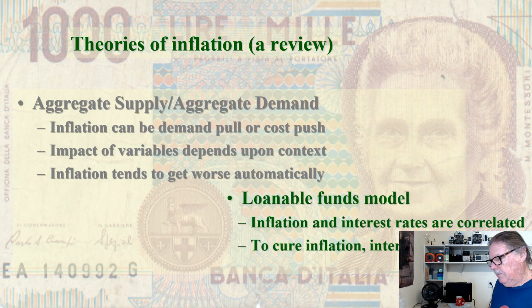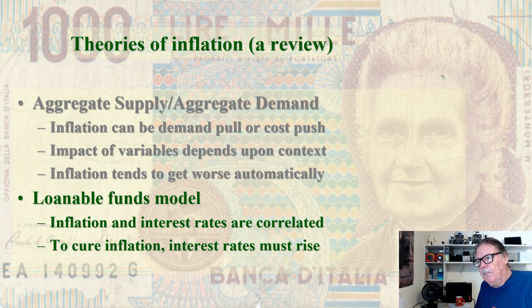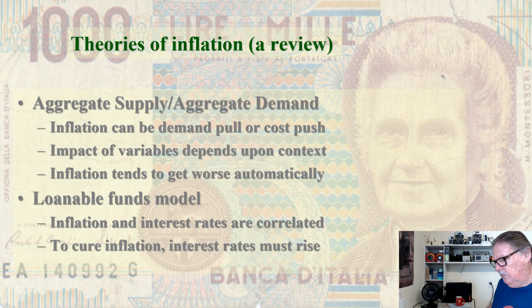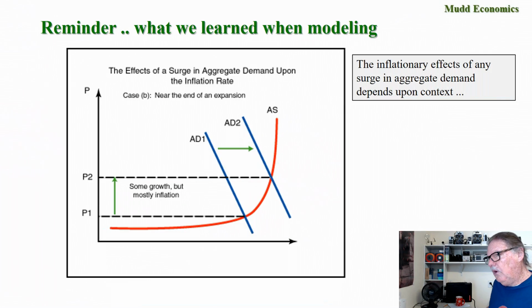And then secondly, when we take a look at the loanable funds model, we saw that inflation and interest rates are correlated, and to cure inflation, interest rates must rise. Now, I haven't really strongly made that point yet, to cure inflation, that interest rates must rise, but it turns out that's true, and you maybe have seen that association so far. I did say it a couple times, though it wasn't a major part of the theory. So let's move on and actually review those. So here's what we learned.